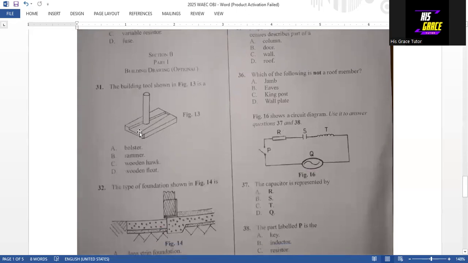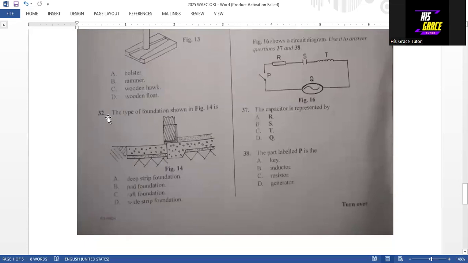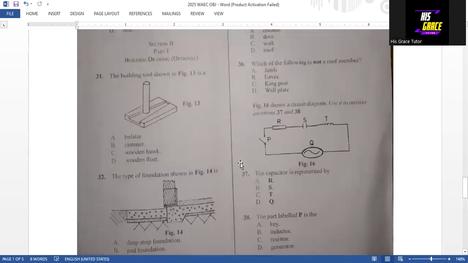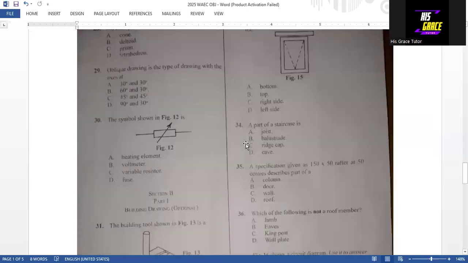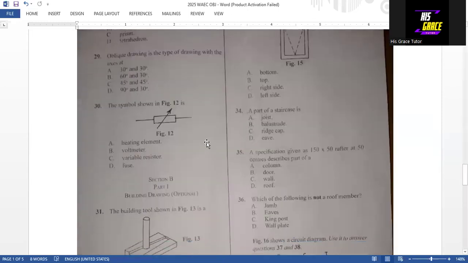Now question 31. The building tool shown in figure 13 is a rammer. That is option B, the answer to that. So question 32. The type of foundation shown in figure 14 is a raft foundation. That is option C, the answer to that question. Then question 33. Figure 15 shows the elevation of a door hinge at the bottom. That is option A, the answer to question 33.